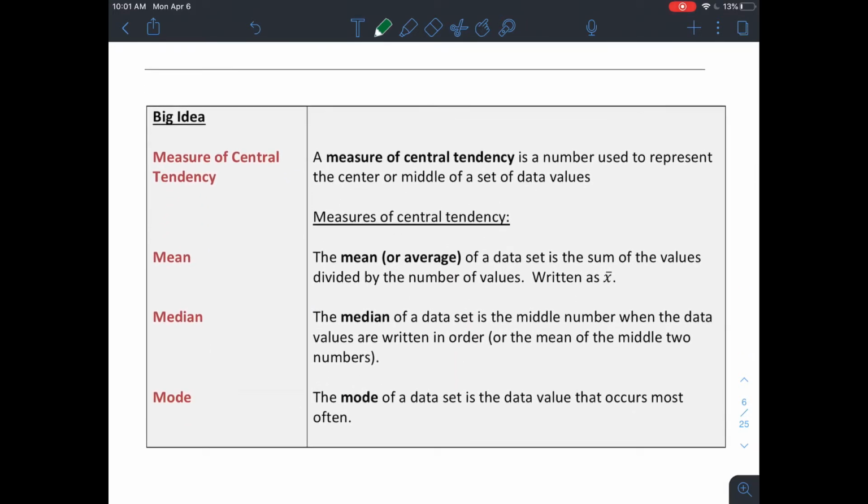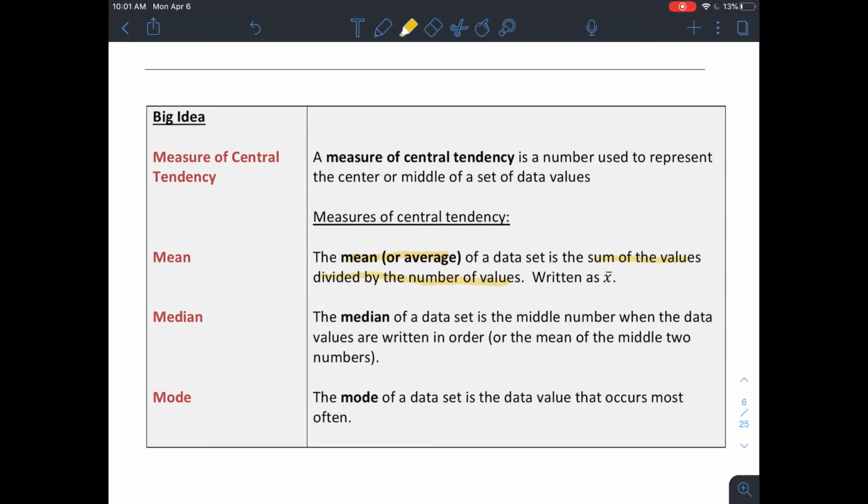So a measure of center, or a measure of central tendency, is a number used to represent the middle of a set of data values. So like kind of the typical data value. If I asked you for the middle, what number would that be? There are three ways that you can represent it, and you probably are familiar with all of them already. So your mean, or your average, is the sum of your data values divided by how many there are.